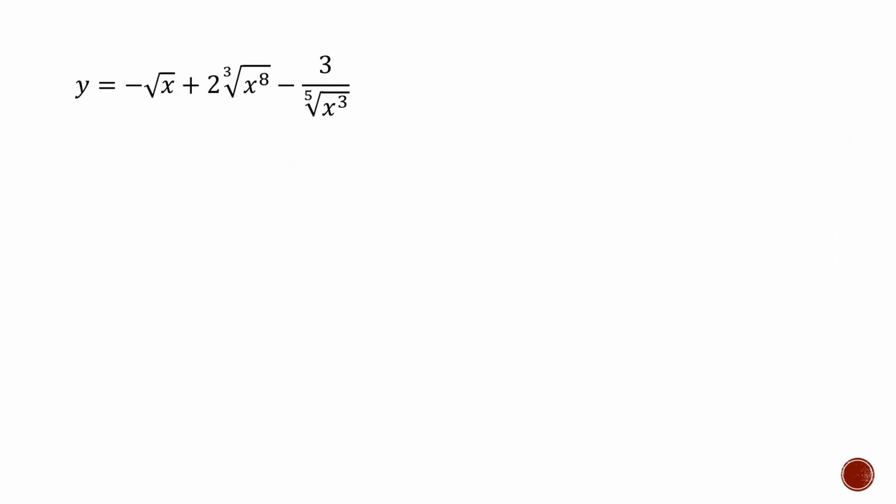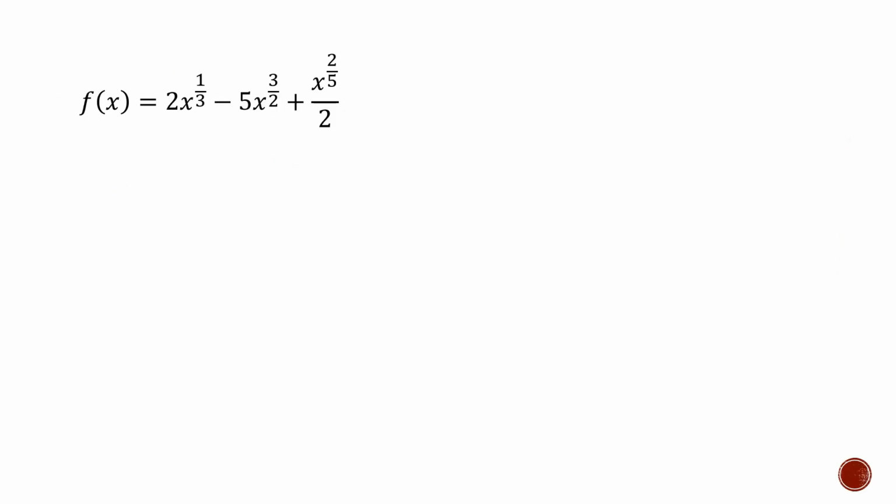Let's go to the fourth one. All right, so for this, we don't need to express everything into positive exponents because all the exponents are positive. So let's go straight. Find the derivative of this function. 1/3 times 2 is 2 over 3. And then we subtract 1 from 1/3, so that means minus 3 over 3. Okay, so that's x raised to negative 2/3.